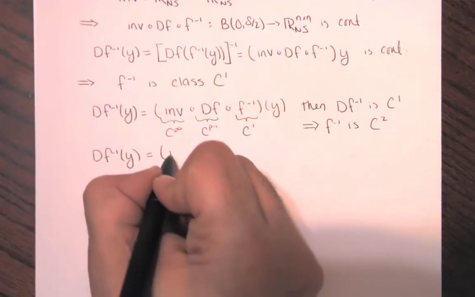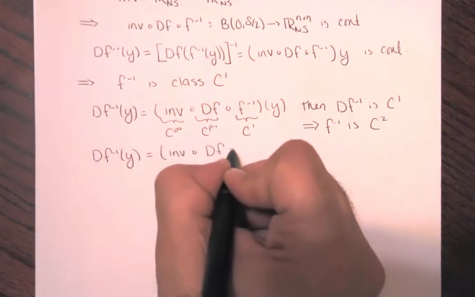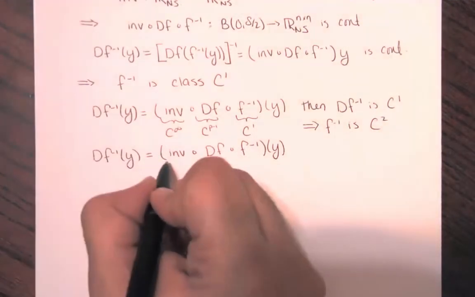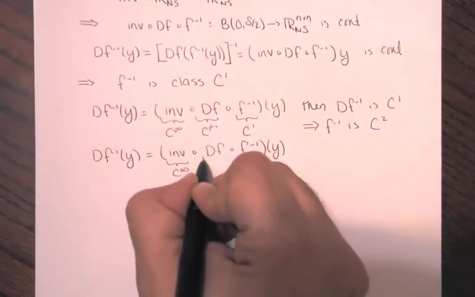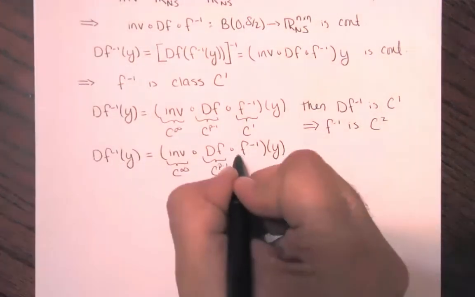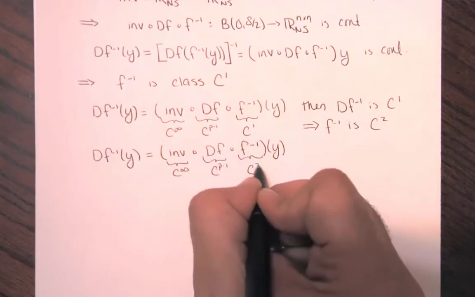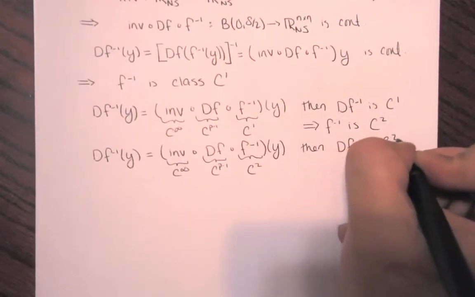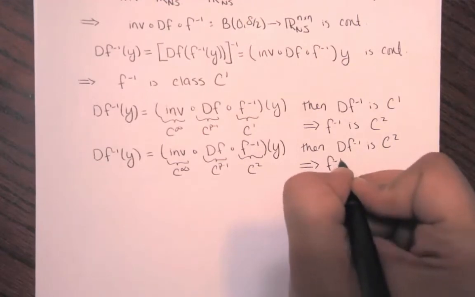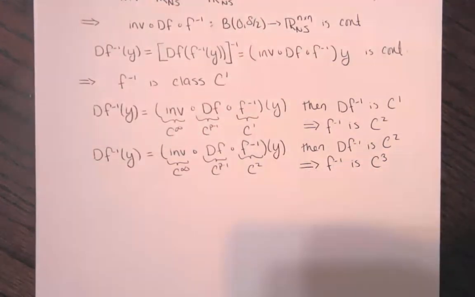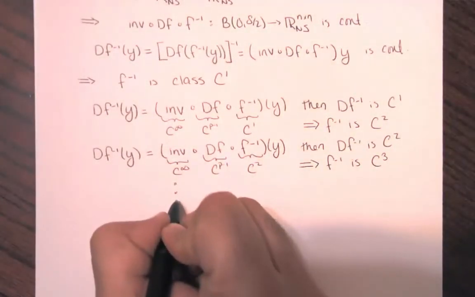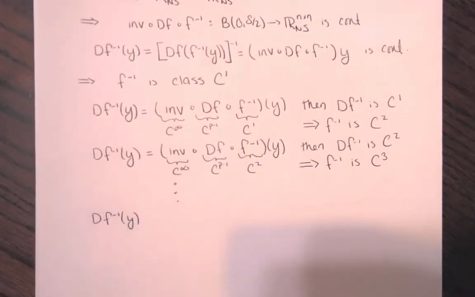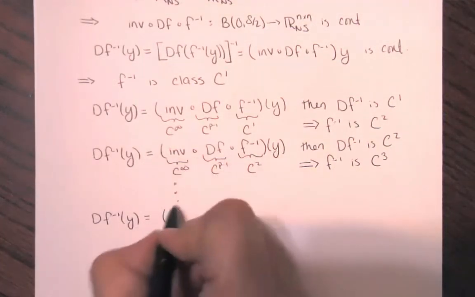So let's write it again. Right, we have the same composition formula for df inverse. This again is C infinity. This is Cp minus 1. And now this is C2. Then df inverse is C2, implying f inverse is C3. Well, if we continue this line of argument, df inverse of y, again, is equal to the same composition.